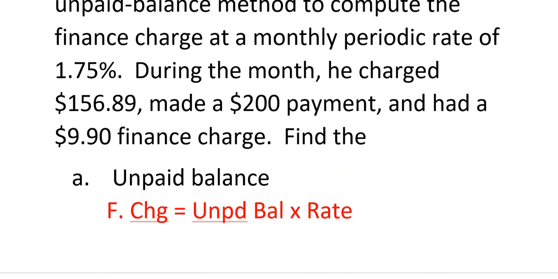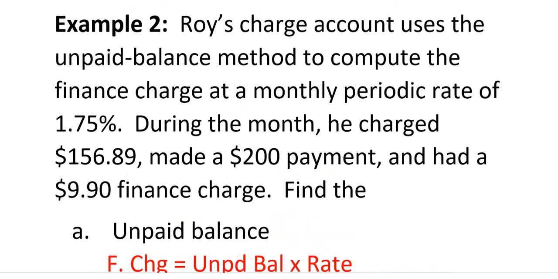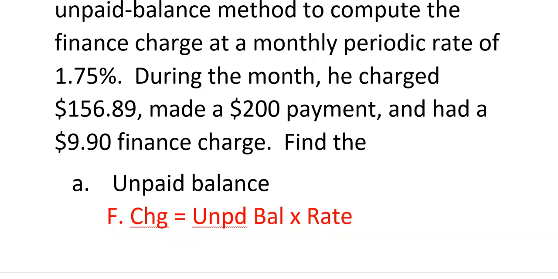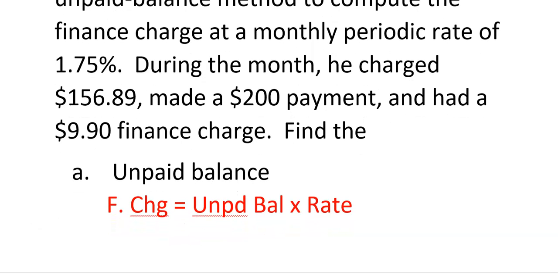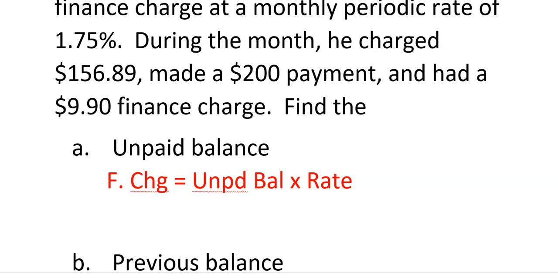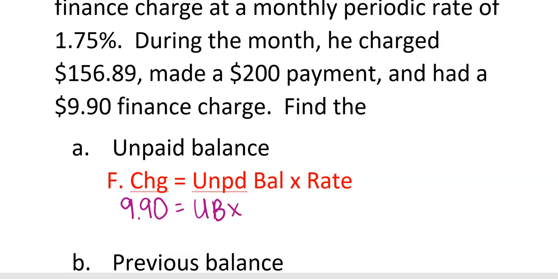So the first one, what happens is we don't know what his previous balance was, so we need to figure that out. But they did give us numbers that we can use to find that. So the finance charge was $9.90. I'm going to put that one on the left side. We don't know what this unpaid balance is, but we do know that the rate is 1.75%. So we have to divide those to find out what that unpaid balance was. 565.71.